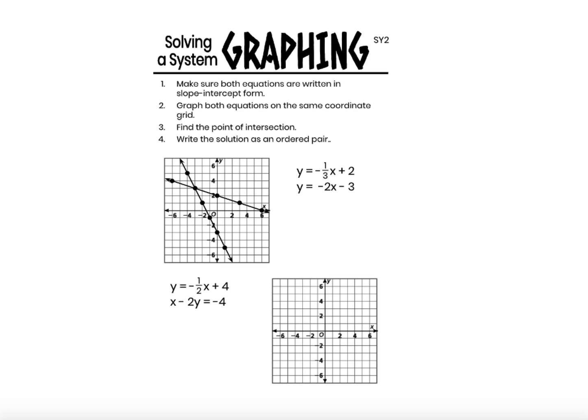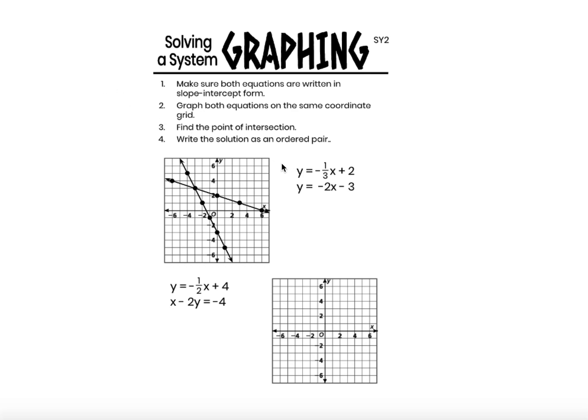When we are solving a system of equations by graphing, we are going to graph both equations on the same coordinate grid and then look for the point of intersection. That point of intersection is the solution to the system. So here's our first example.